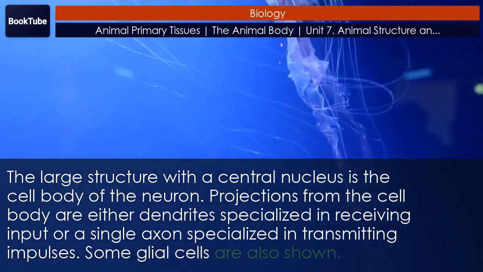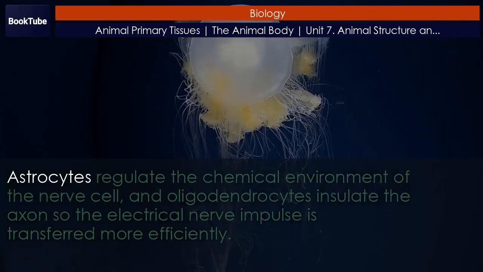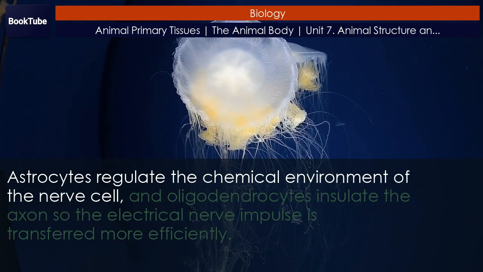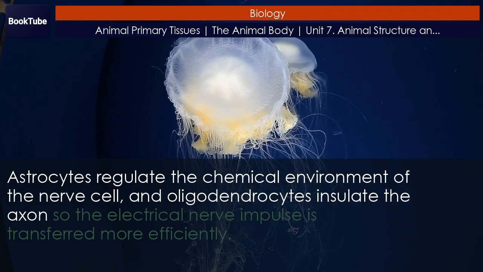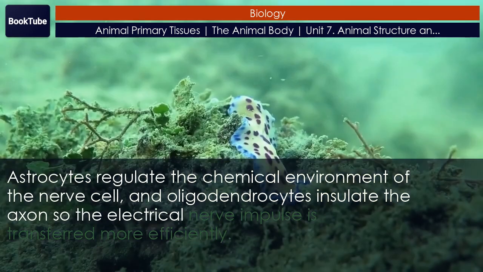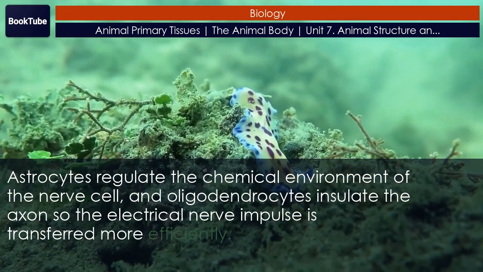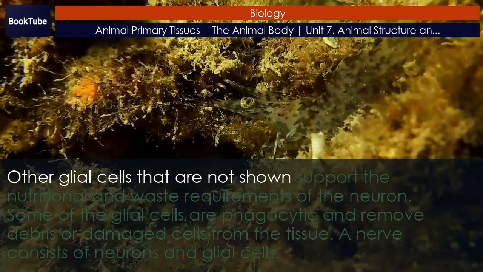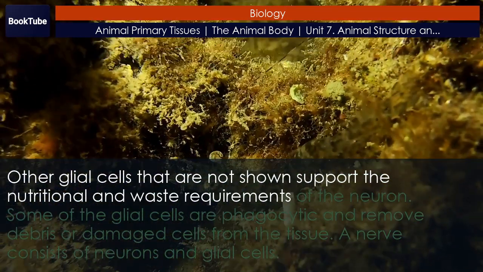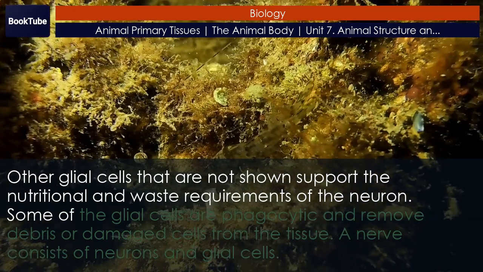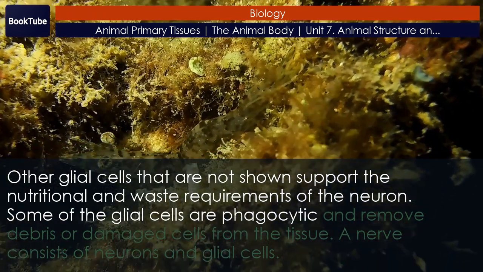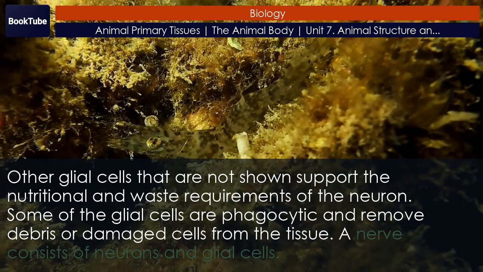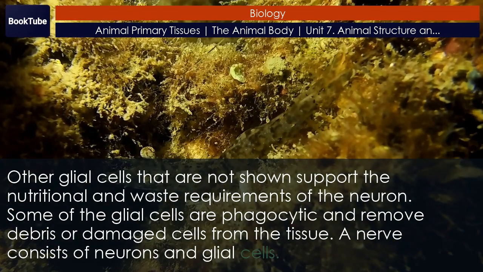Some glial cells are also shown. Astrocytes regulate the chemical environment of the nerve cell, and oligodendrocytes insulate the axon so the electrical nerve impulse is transferred more efficiently. Other glial cells that are not shown support the nutritional and waste requirements of the neuron. Some of the glial cells are phagocytic and remove debris or damaged cells from the tissue. A nerve consists of neurons and glial cells.